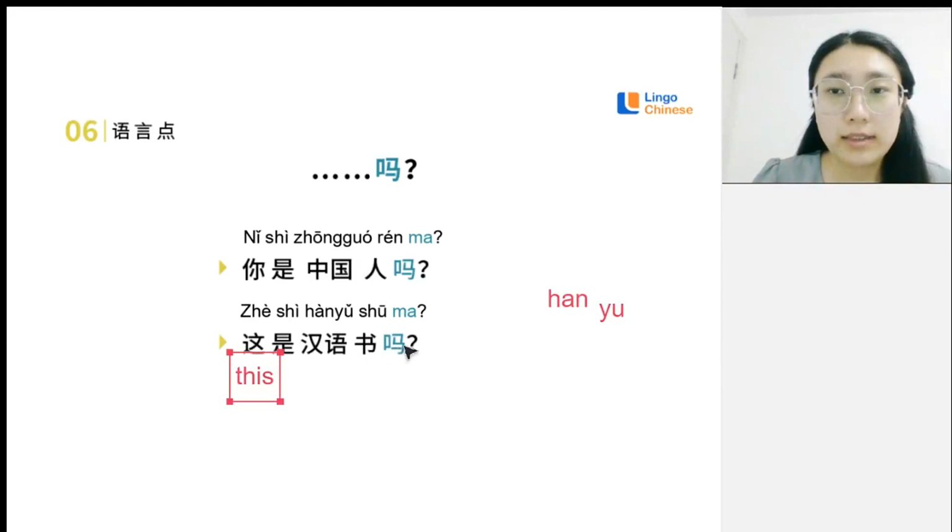它, 他 means him, his, he, she, her, or it. So, 它是汉语书吗? Is it a Chinese book? Yeah, right. 它是英语书吗? Yeah, English book.